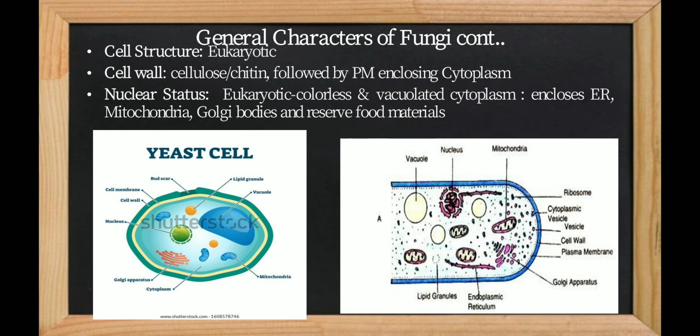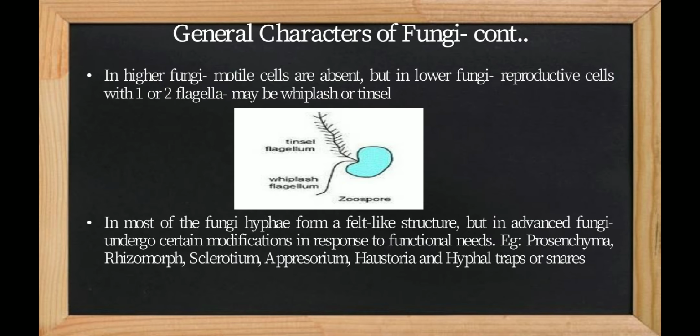The cytoplasm encloses the endoplasmic reticulum, mitochondria, Golgi bodies, and the reserve food materials. You have a definite nucleus, hence it is called eukaryotic. In higher fungi, we have two groups of fungi, lower fungi and higher fungi.